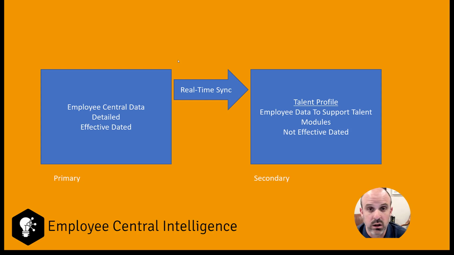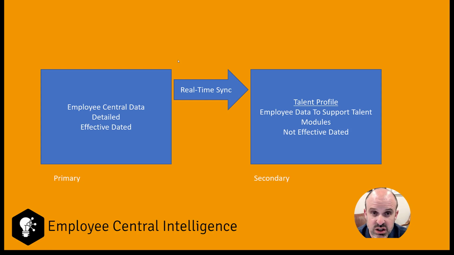The first is a real-time sync. A real-time sync happens every time you touch a portlet that has data that needs to be kept in sync with the talent profile. So anytime you go in to, for example, personal information and you change someone's last name, you press save, there's a real-time sync that should automatically, instantly update the talent profile.